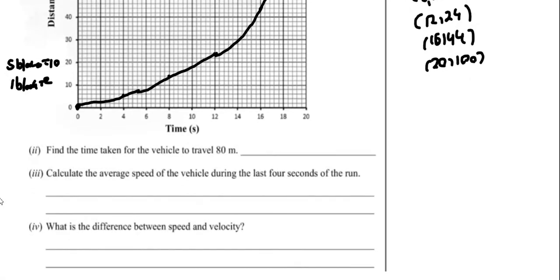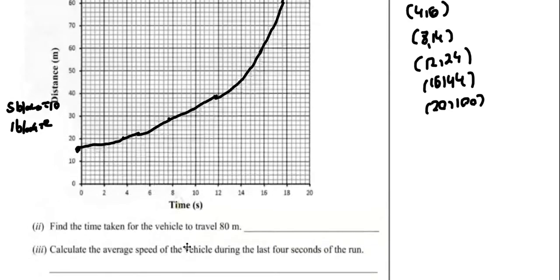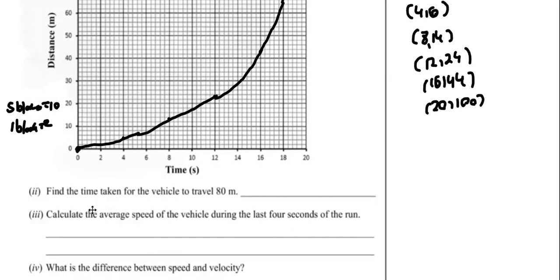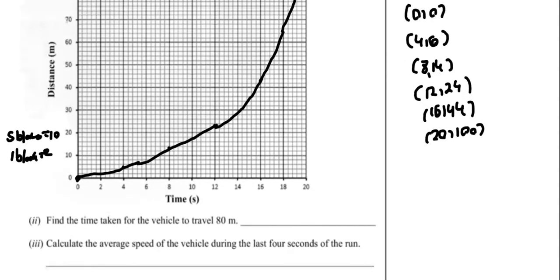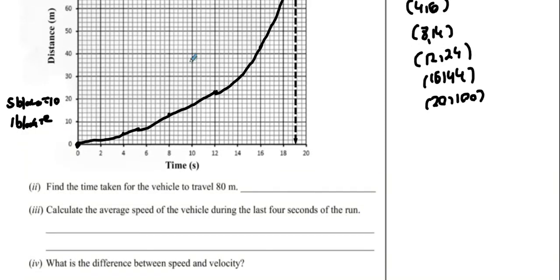Okay, next question. Find the time taken for the vehicle to travel 80 meters. I think it wants us to use the graph as well. So what you can do is you go to 80 meters, like so. Now you're allowed a margin of error here, because sometimes the graphs aren't drawn as strongly as they could. And then we go straight down. Now, roughly 19 seconds, halfway between 18 and 19. Okay, so you say roughly 19 seconds.